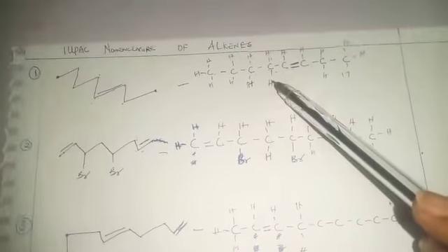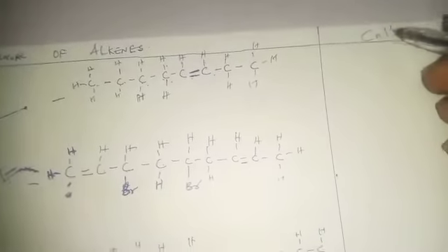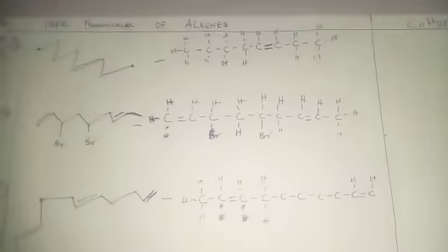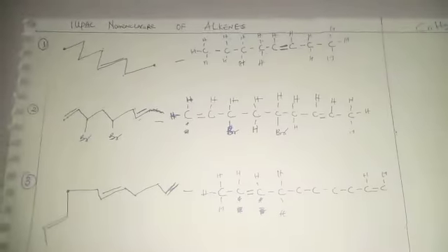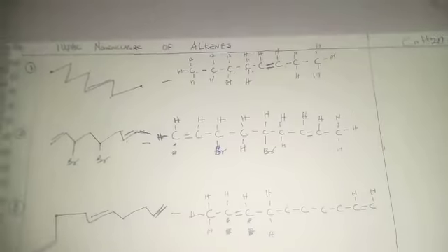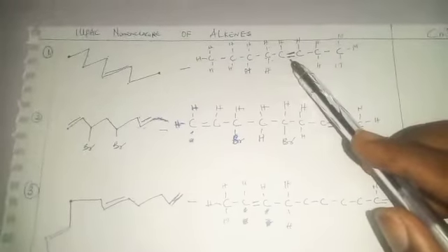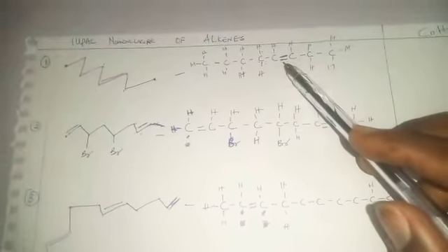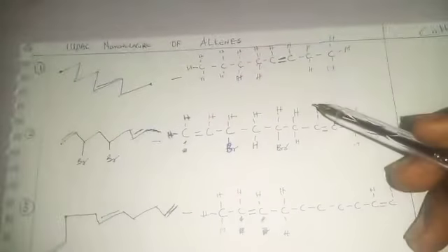This is an alkene. Alkenes have the general molecular formula CnH2n. Alkenes are known for their double bond. They bear double bonds in their compounds, so they are unsaturated hydrocarbons. Okay. Now, how do we name this?